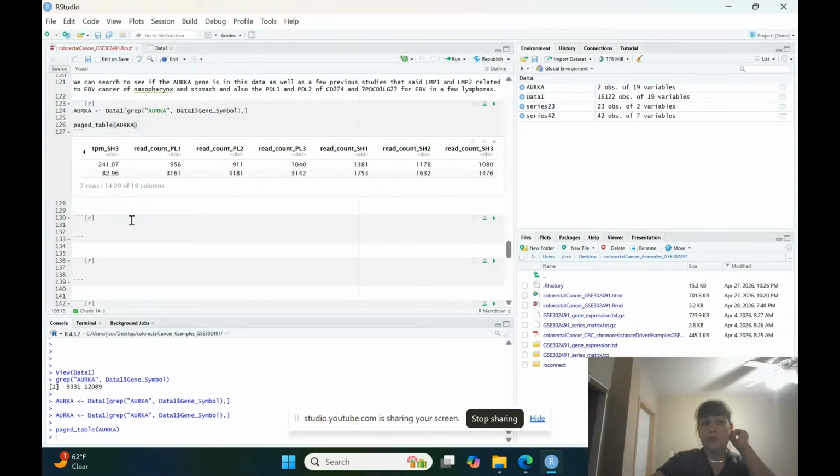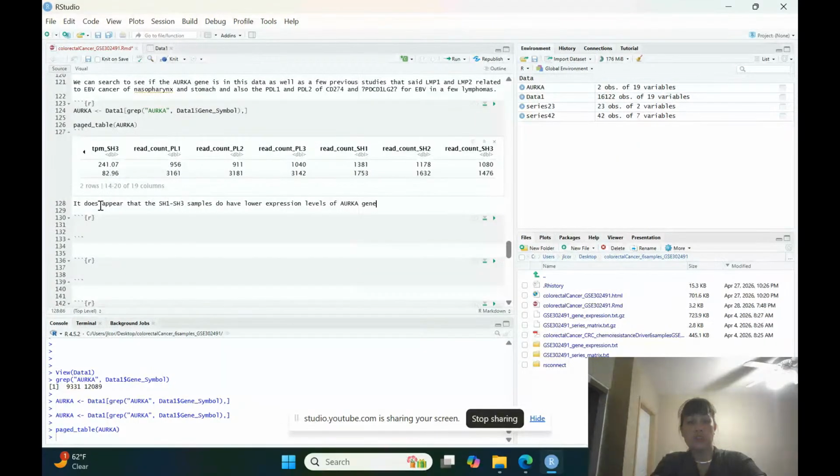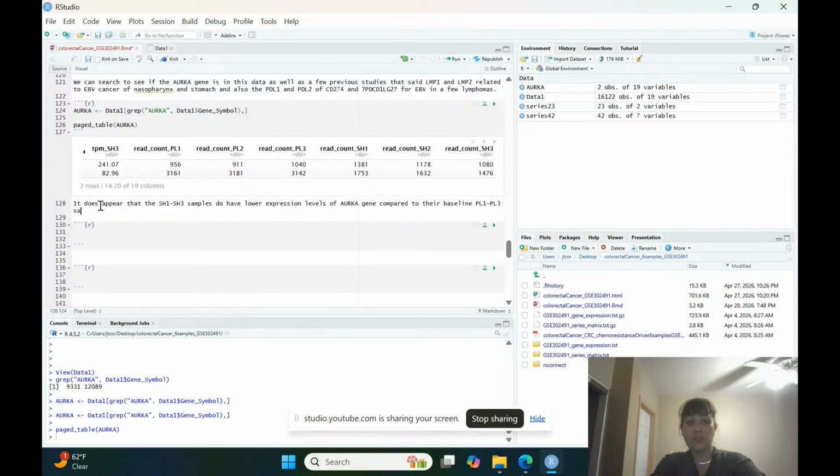Yeah. So it does appear, we'll go and note that the SH1 through SH3 samples do have lower expression levels of AURKA gene compared to their baseline PL1 to PL3 samples of same type of FPKM, TPM, and read count.